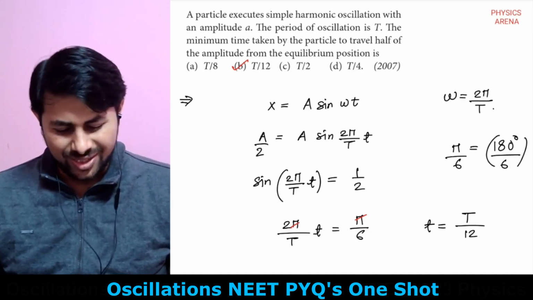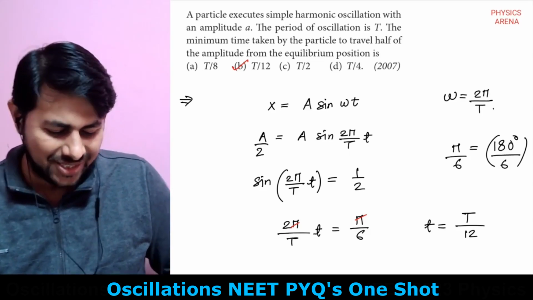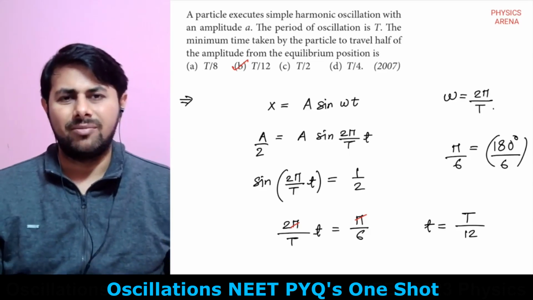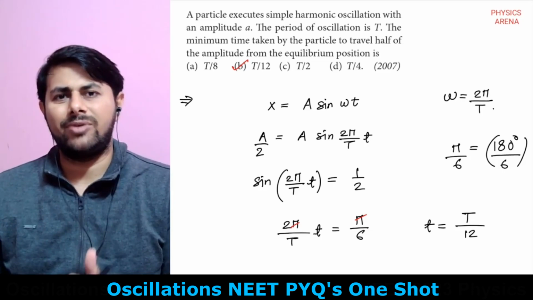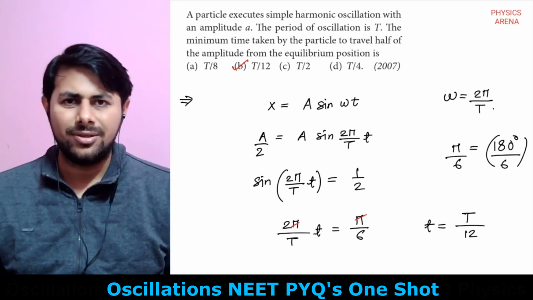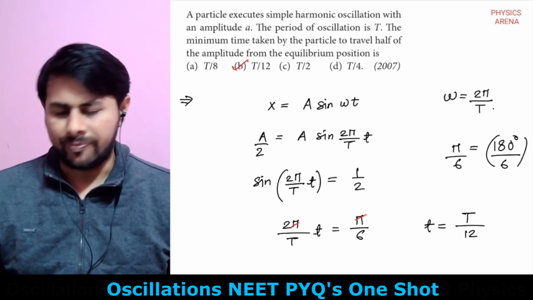All right. So why is it called equilibrium position? Because at mean position, force is equal to 0. So force is 0 means it is equilibrium.